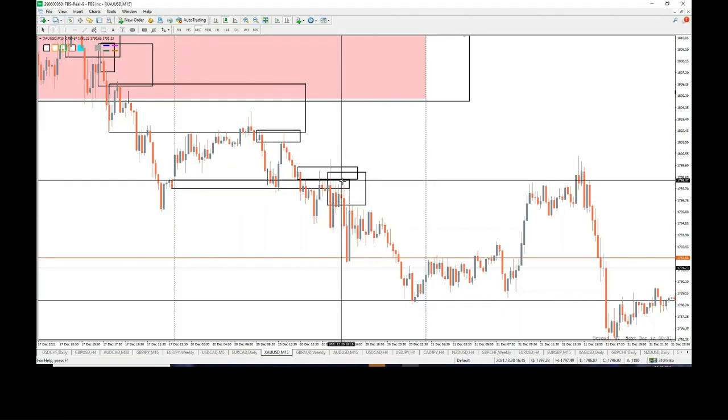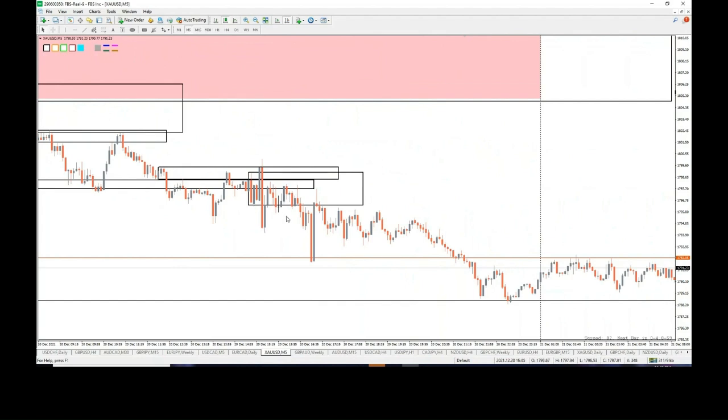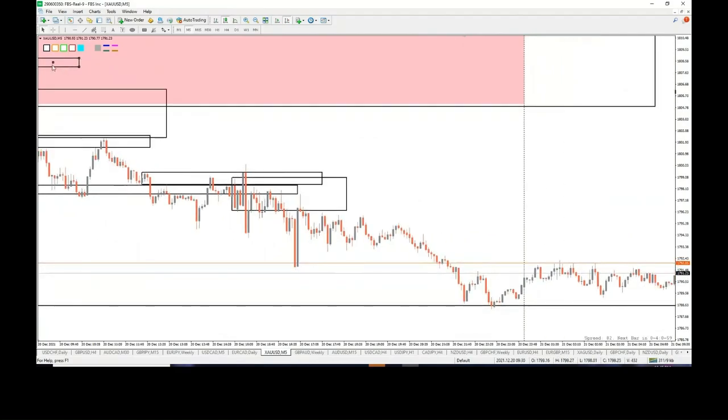So in this M15 zone, you have to wait for M5 or M1. When the price comes here, you can wait for it. There are just so many opportunities in this zone. Boom. There you go.